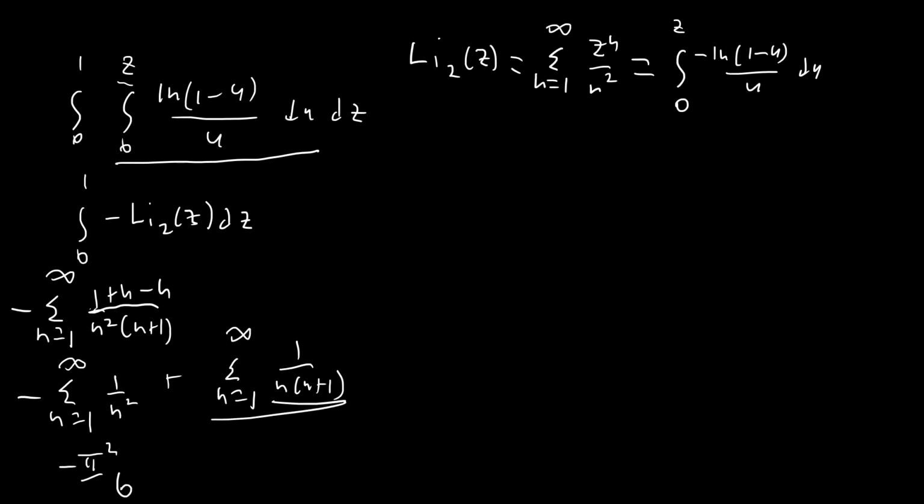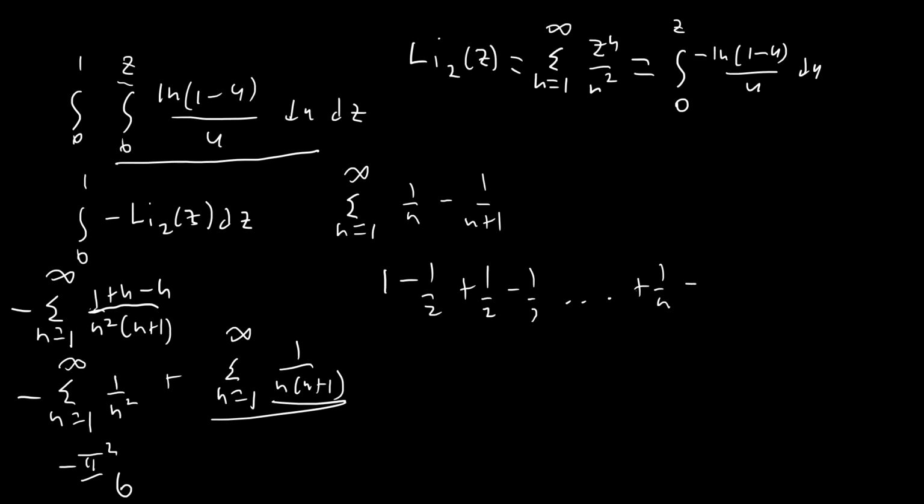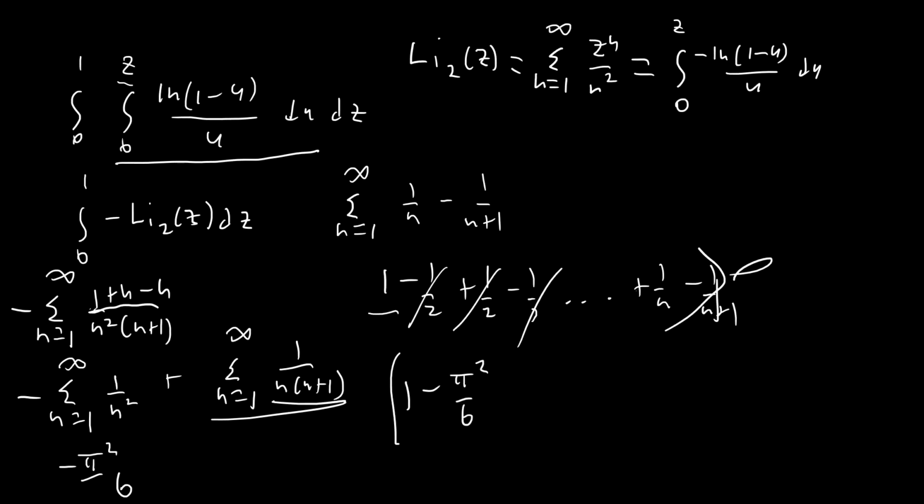And this one, if we do the telescoping series, it's the sum from n equals 1 to infinity. Partial fractions gives 1 over n minus 1 over n plus 1. Does that make sense? Yeah, that works. And so we're going to have 1 minus 1 half plus 1 half minus 1 third, and so on up to infinity, plus 1 over n minus 1 over n plus 1. So this last term goes to 0. These all cancel with stuff, and we're just left with 1. So the answer should be 1 minus pi squared over 6.